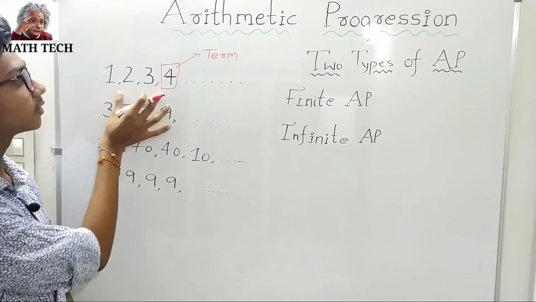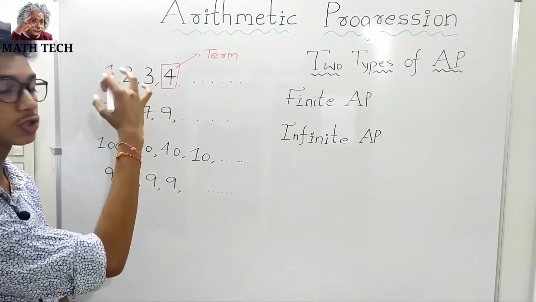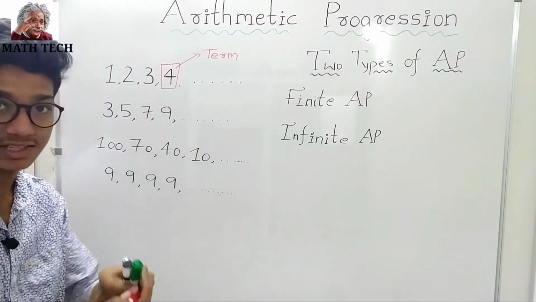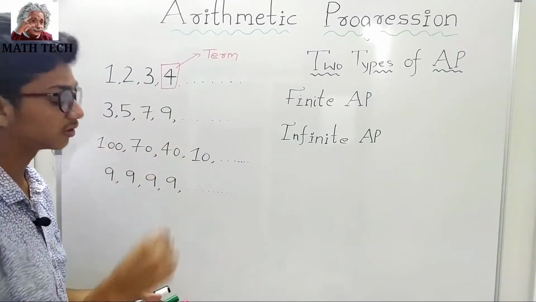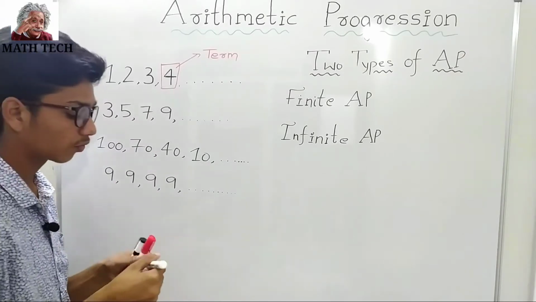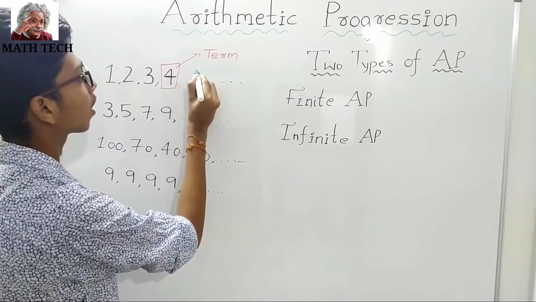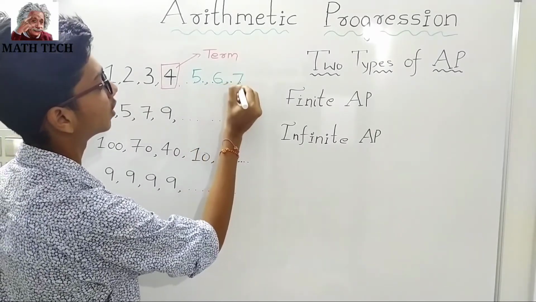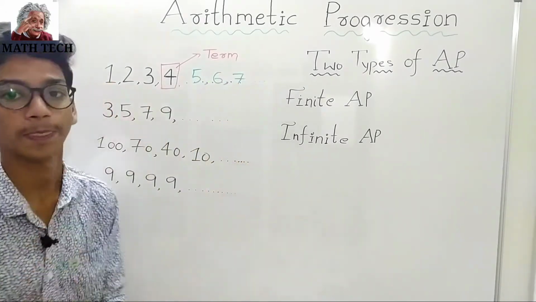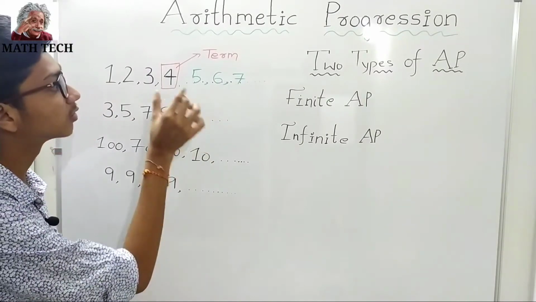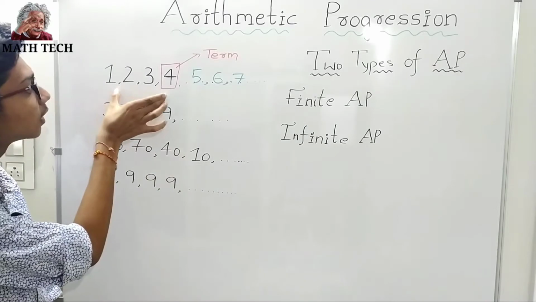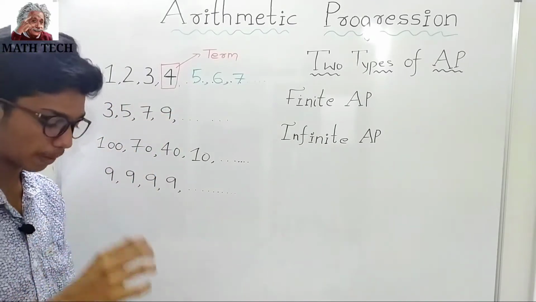Now in this series, the first term is 1, the second term is 2, the third term is 3, and the fourth term is 4. Can you find the next number which comes in this series? We know that it is 5, and then the next numbers are 6, 7, and it goes on. How did you find this? The next numbers are 5, 6, 7 because this series follows a certain pattern.